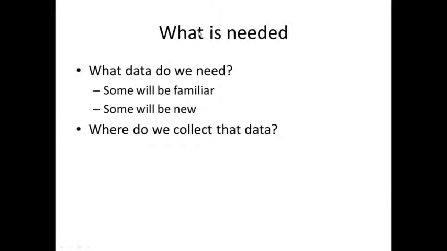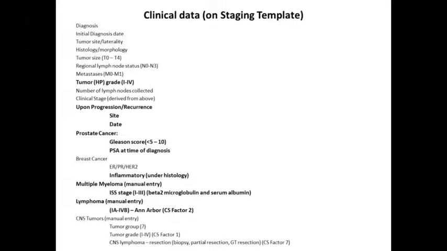Okay, next we're going to talk about what data do we need. Some of this data is going to be familiar, some of it will be new, and we're also going to look at where we need to collect that data. This is the clinical data that we're going to need to submit on all patients, and depending on their type of cancer, this additional information here that is found on the staging template.